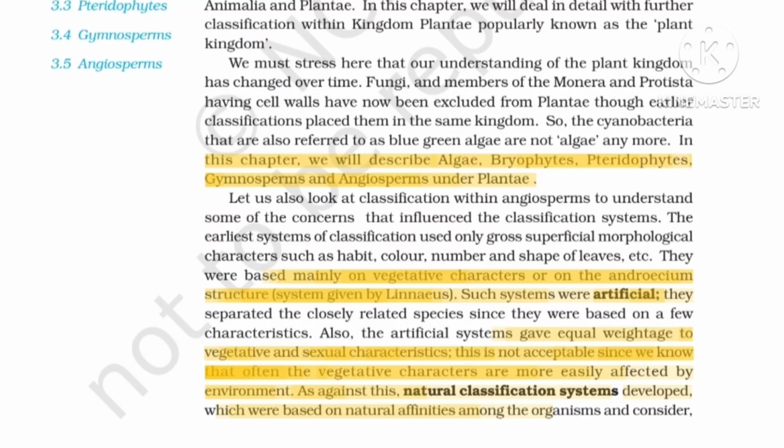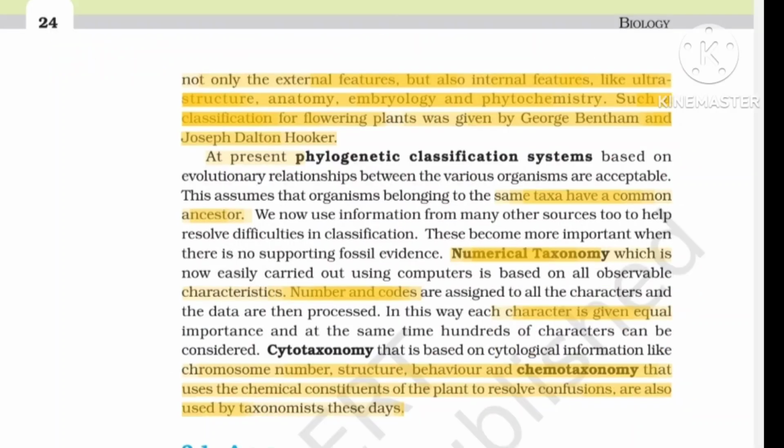Now let's talk about the natural classification system, which exists till now, and this is given by Bentham and Hooker, and which is based on the natural affinities among the organisms. In the natural classification system given by Bentham and Hooker, they describe the external features and also the internal features like floral structure, anatomy, embryology and phytochemistry.